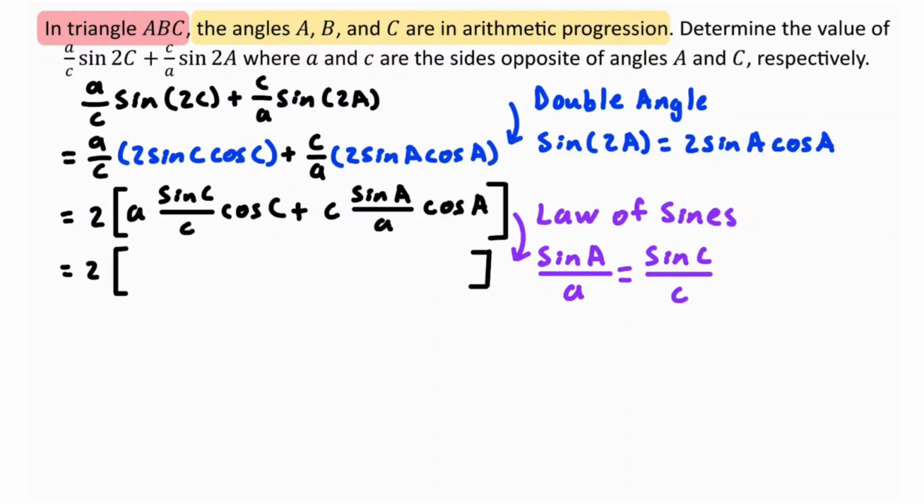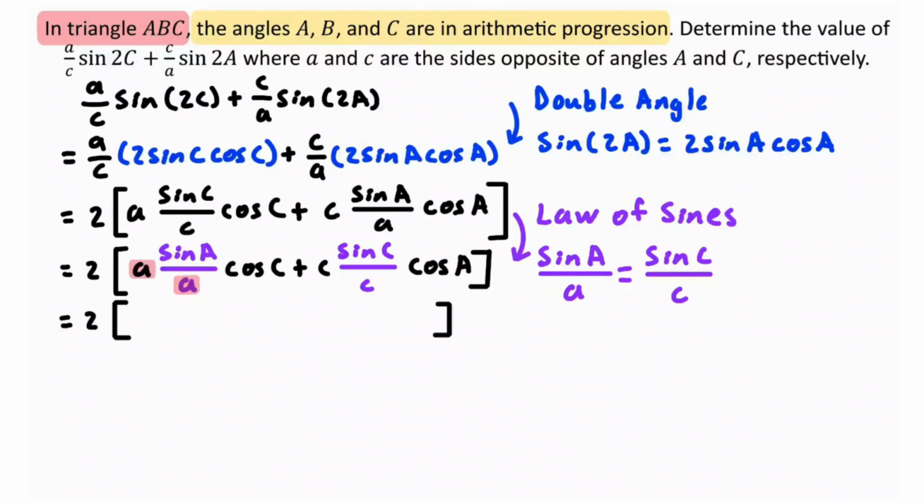So we have 2 times the quantity a times sine of C over c, which by the law of sines is sine of A over a, times cosine of C, plus c times sine of A over a, which can be rewritten as sine of C over c by the law of sines, times cosine of A. We'll simplify. We notice there's an a divided by a, so it cancels out to 1, so we're left with sine of A times cosine of C, plus we'll notice there's a c in the numerator and a c in the denominator, they'll cancel out, leaving sine of C times cosine of A. Since multiplication is commutative, we're going to swap the order, so we get cosine of A times sine of C.